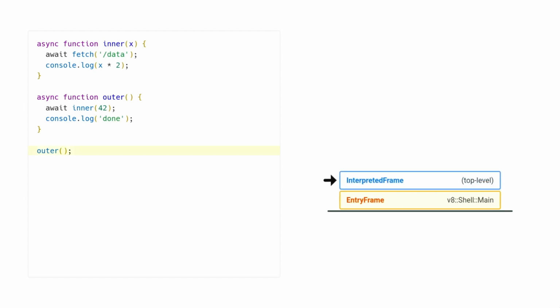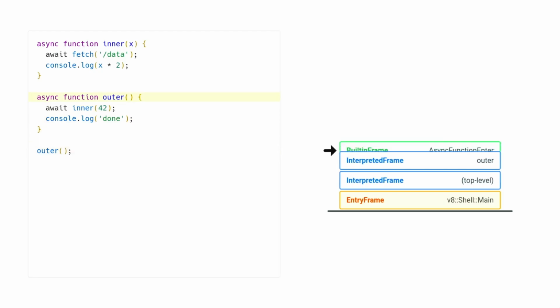We have our entry frame, we have our top level frame, then we go into outer, still an interpreted frame, but now we diverge. The first thing the outer frame does is it calls async function enter, which is a V8 built-in. What it does is relatively simple. It sets up a promise object, which is a JavaScript object that encapsulates some work being pending and allows you to run code once the work completes. The JavaScript and web developers here will hopefully know what I'm talking about. And once it's done, we just continue execution as normal.